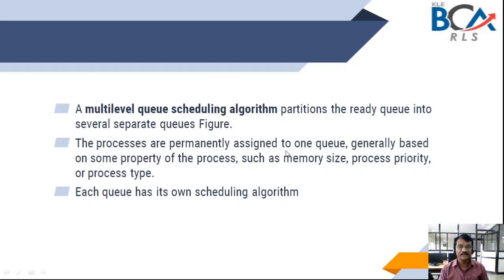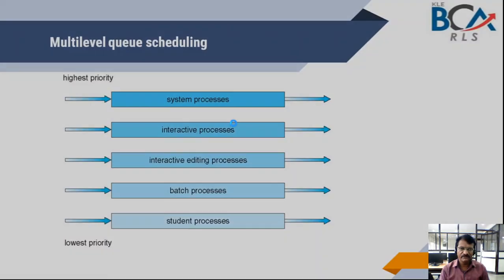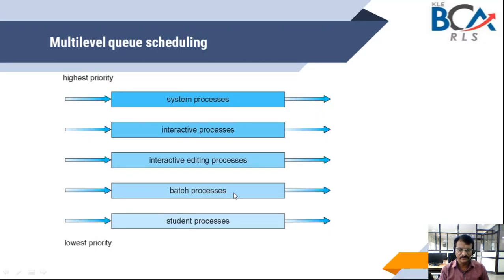The processes are permanently assigned to one queue, generally based on the property of the process, such as memory size. These are the properties considered to put them in which queue, process priority, process type and all other things. So each queue has its own scheduling algorithm. Here we have 1, 2, 3, 4, 5, five different queues. Every queue has its own algorithm to access, right? All processes related to the system are put in this queue, all related to interactive processes are kept in this one. And every queue has its own way of execution.